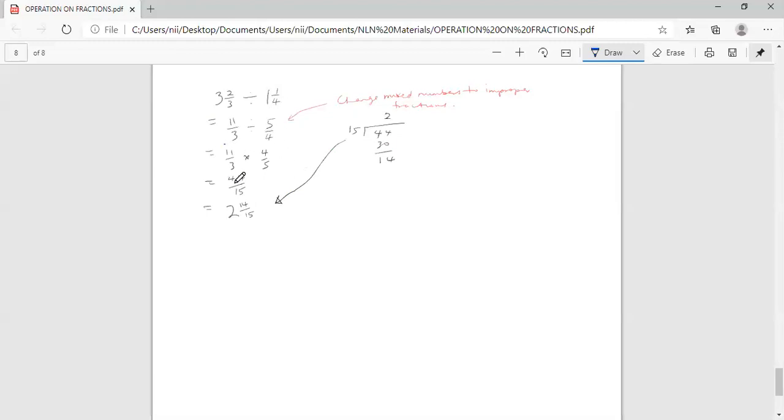Okay. So there's nothing to reduce here, so you just have to multiply horizontally. 11 times 4, which is 44, 3 times 5, which is 15, and then change to a mixed number. All right. So those are the steps for working with addition, subtraction, division, and multiplication of fractions. I hope this helps you in your review process.